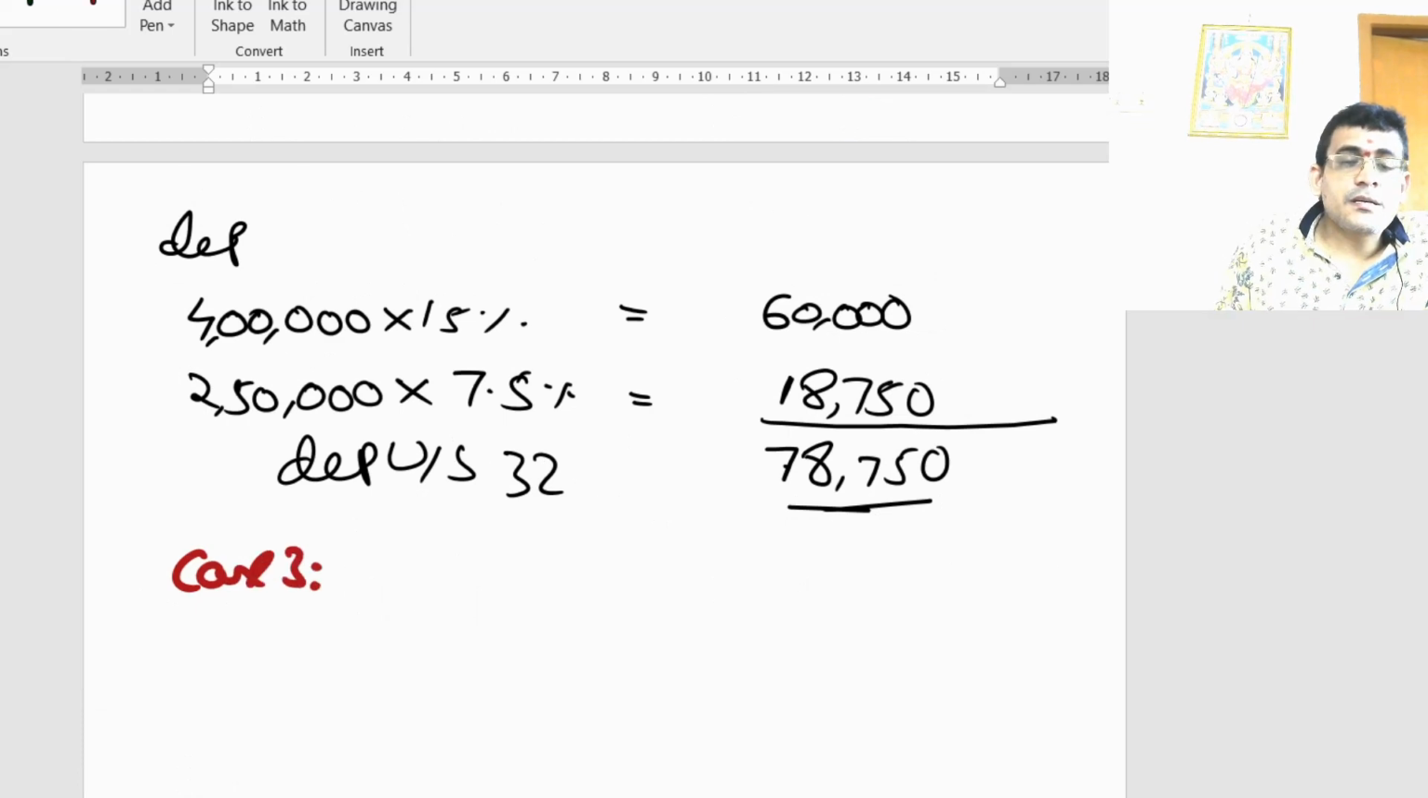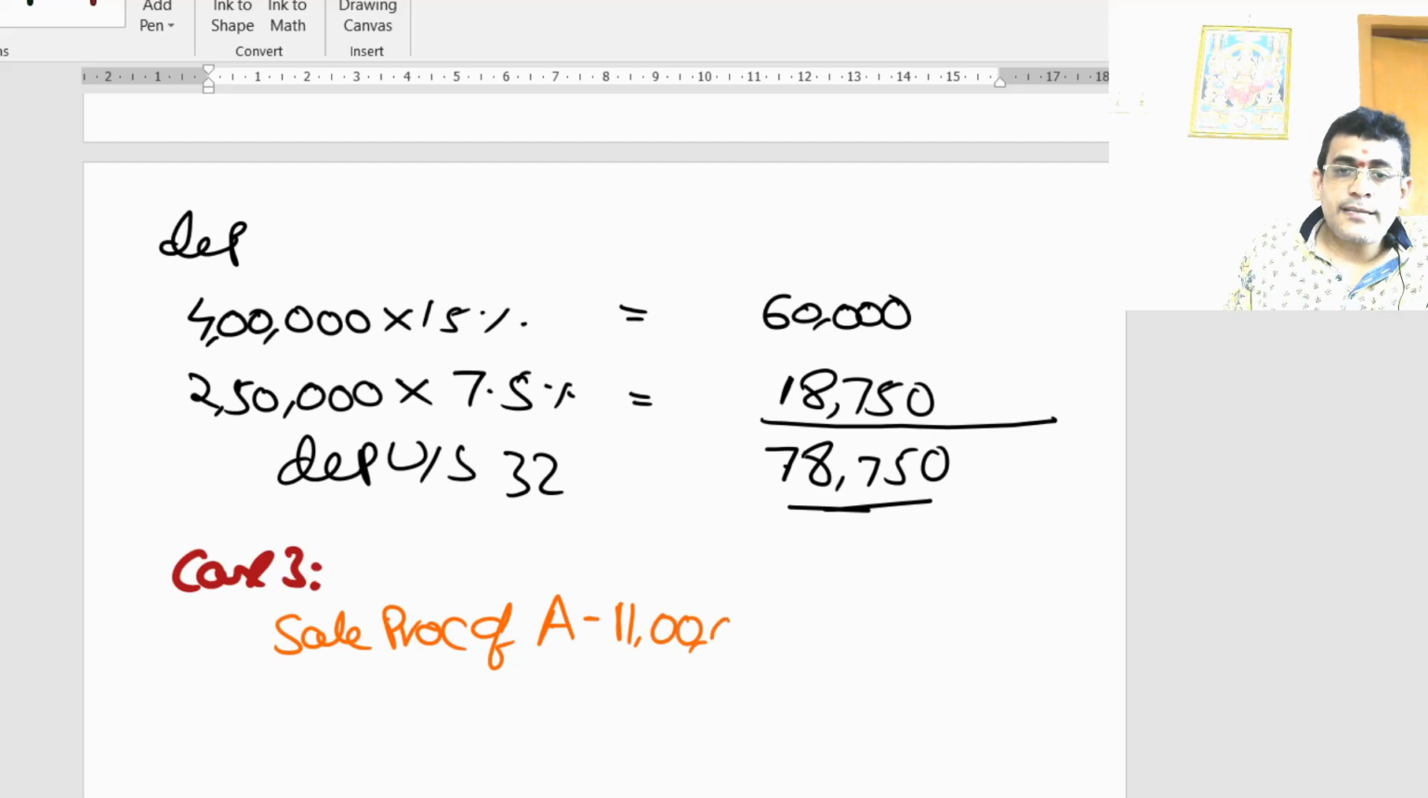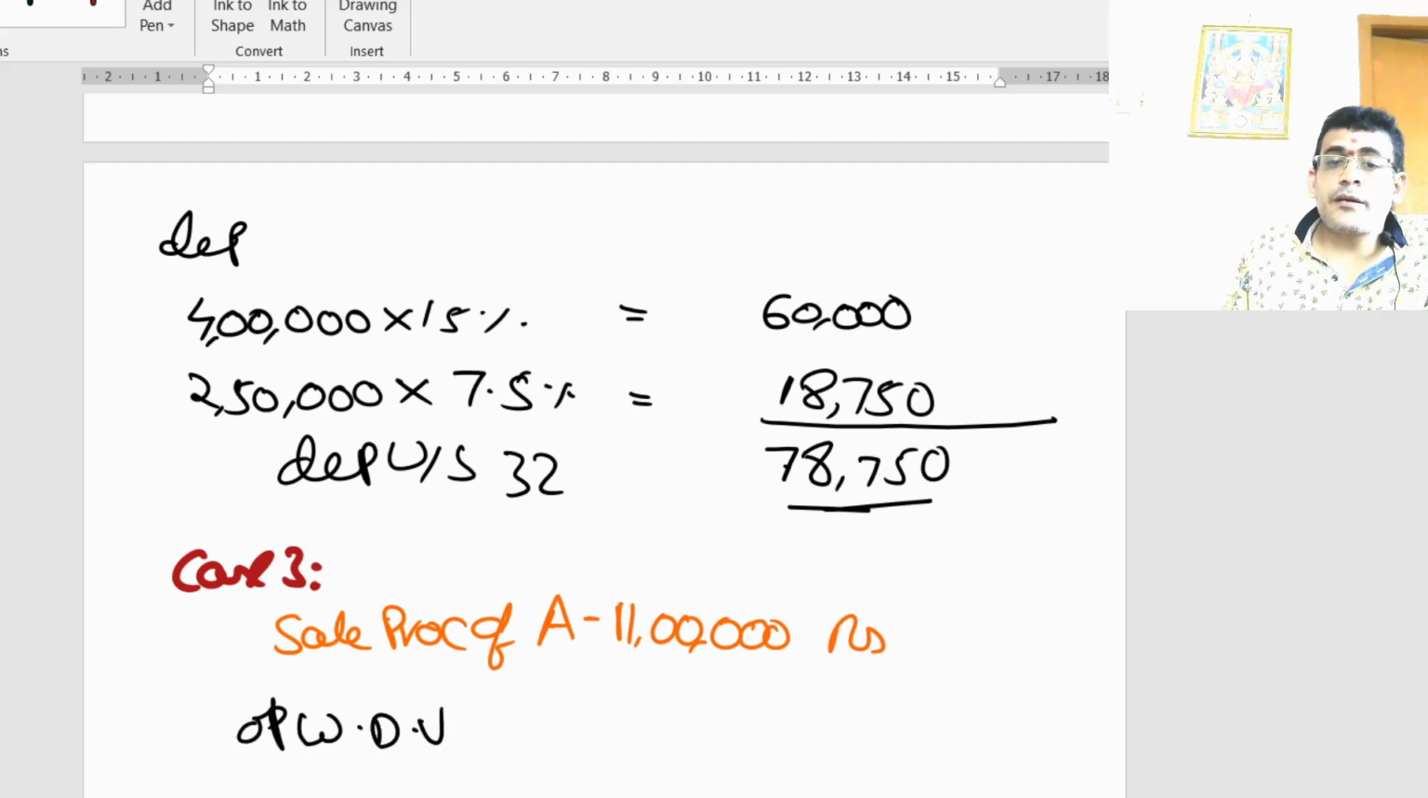What is your case 3? Sale proceeds of A, let us consider to be 11 lakhs rupees. Now again you calculate your WDV. Opening WDV, what was your opening WDV? Same routine, 10 lakhs. 10 lakhs was your opening WDV.